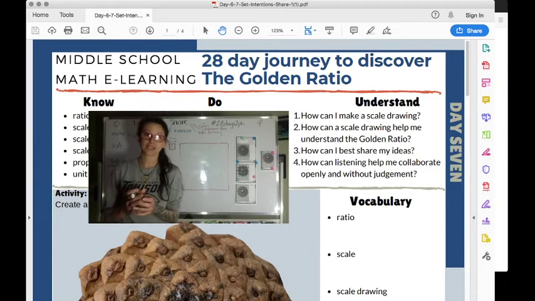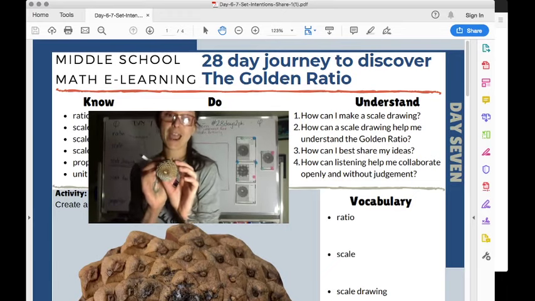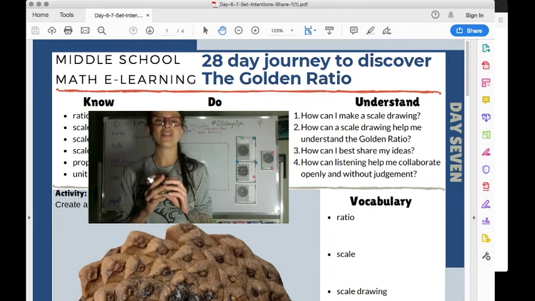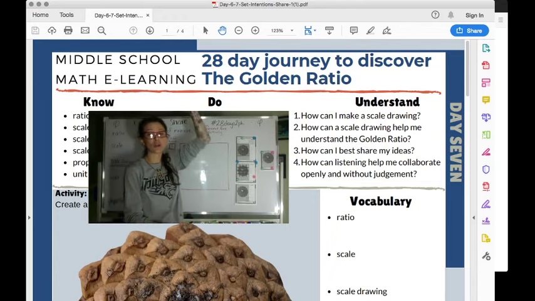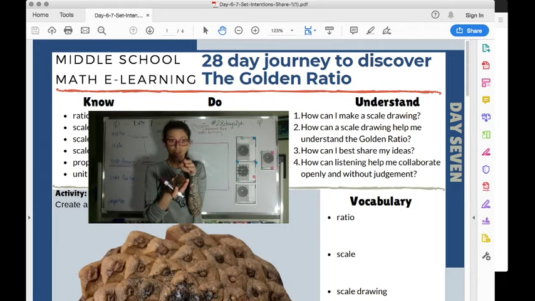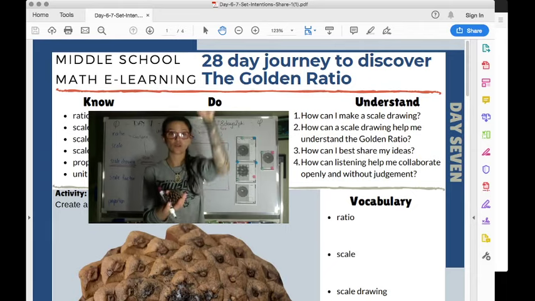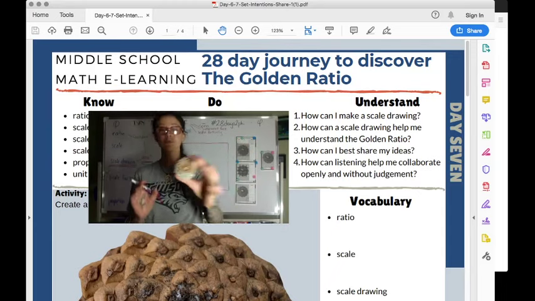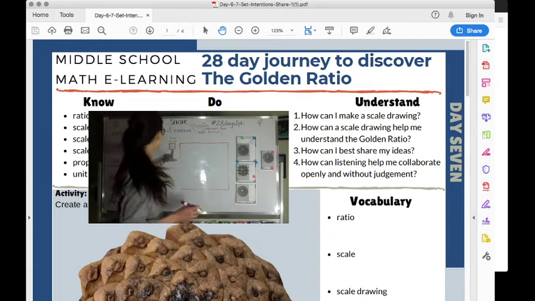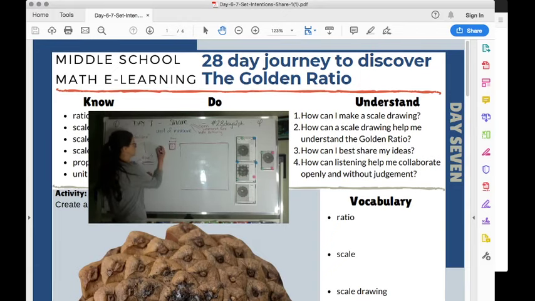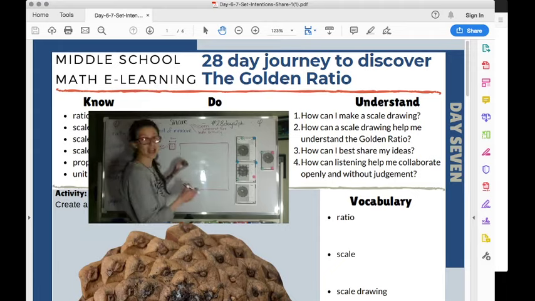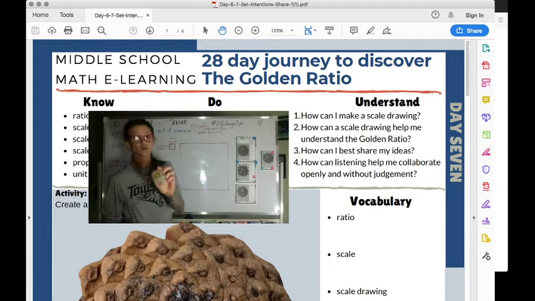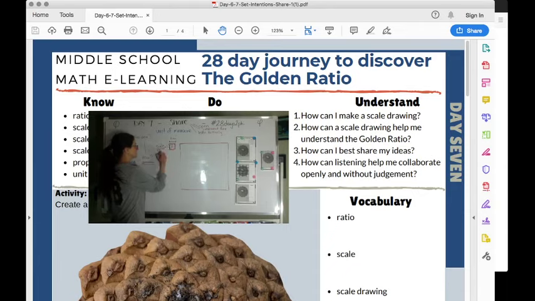Scale drawings can be enlargements, and in the case of my pine cone, I'm doing an enlargement. If you were doing a whole big tree, you're probably going to do a reduction, so a smaller version. In that case, the scale factor will be less than 1. And if I'm doing an enlargement, the scale factor is going to be greater than 1. This scale factor here is 1 to 1. It equals 1, because that's my estimate of exactly the size of the actual pine cone. So this is the actual size.